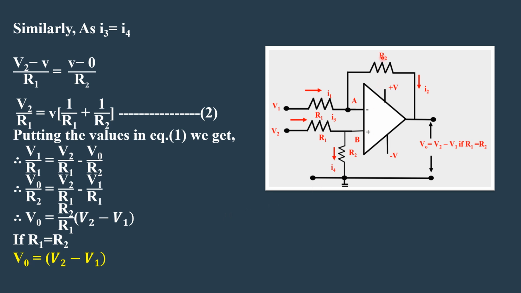Now if resistance R2 and R1 are equal, then this term R2 upon R1 will become 1, and we can get here V0 is equal to V2 minus V1. Thus we can see the output is a difference between the two input voltages, and these input voltages can be AC voltage or DC signal. So in this way we can study operational amplifier as a subtractor.